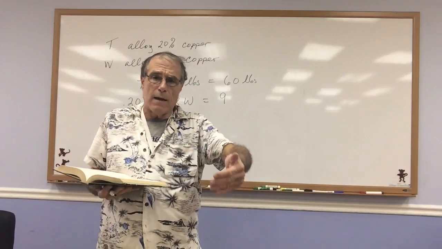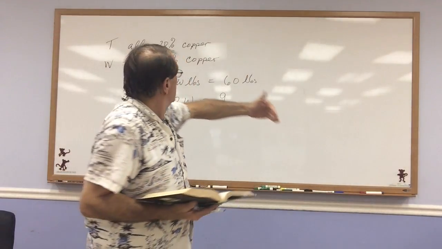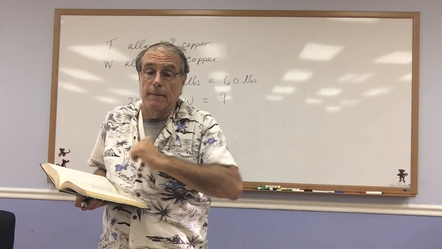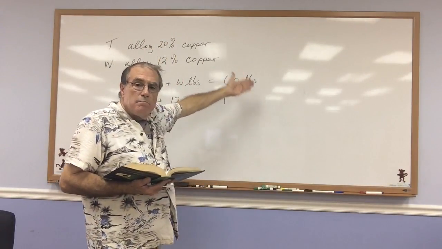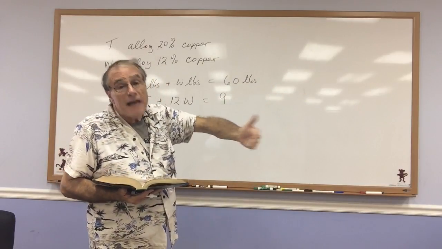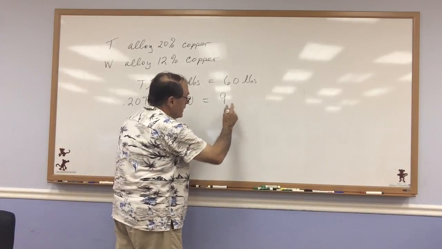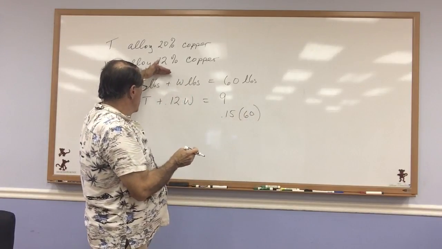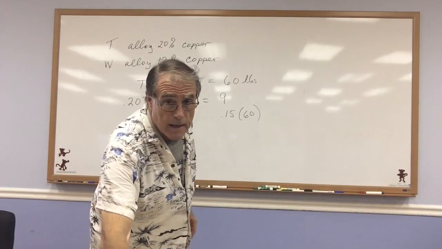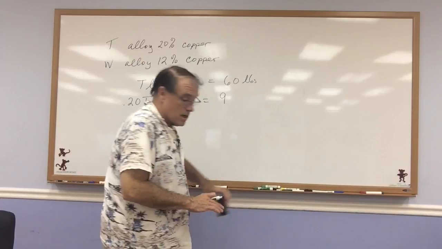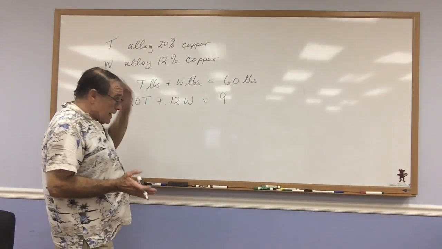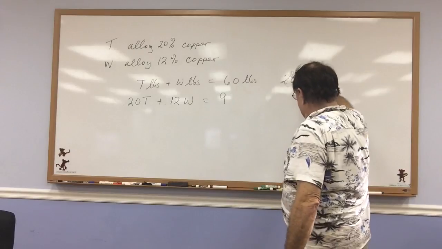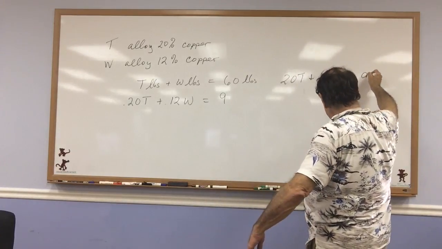Now sometimes it might say something like this. If I'm taking 20% and 12%, it might say, I want 60 pounds of a mixture that is 15% copper. If that were the case, then I would need to write here 0.15 times 60, 15% of 60, because I'm taking from the 12 and the 20 to give me 15. But in this problem, they say we want 9 pounds of copper. So here's my equation. Again, I can multiply the second equation by 100. So I would have 20T plus 12W equals 900.